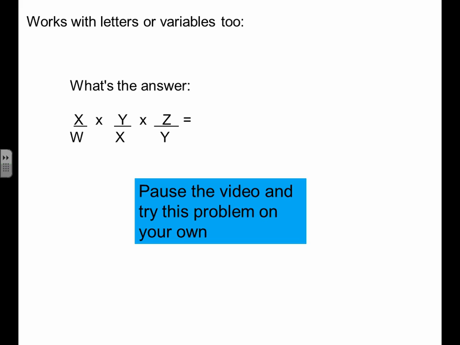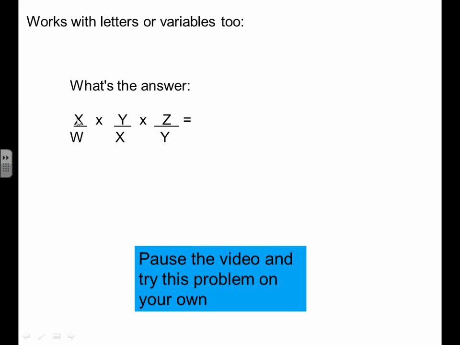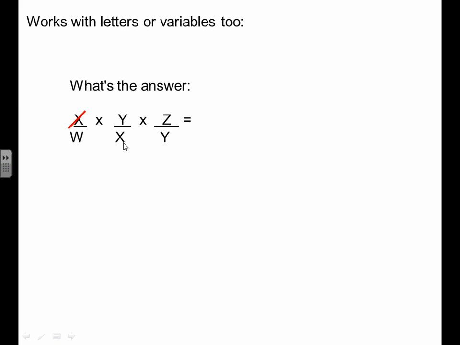All right, now that you've had a chance to try this, hopefully you realize the concept is the same. I have x on top and I have x on bottom, so they're going to cancel out. I have y on top, y on bottom. They're going to cancel out, and you are left with just this beautiful answer of z over w. There you go. So it doesn't apply with just numbers. That skill that you just learned applies with really everything.